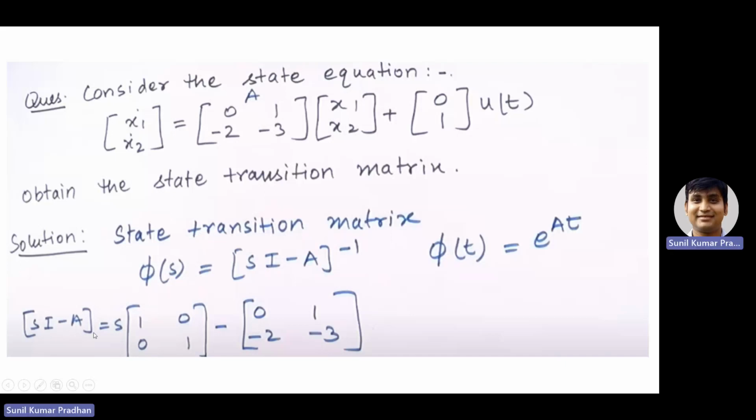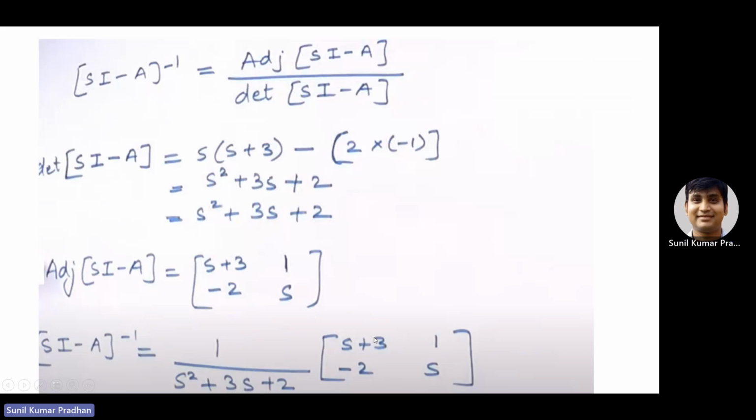So SI minus A: the identity matrix is 1 0 0 1 times S, minus A, which is 0 1 minus 2 minus 3, and then we can find the inverse of the matrix. That is the adjoint of SI minus A over the determinant of SI minus A. The determinant of SI minus A is S square plus 3S plus 2, and the adjoint of SI minus A is S plus 3, 1, minus 2, S.